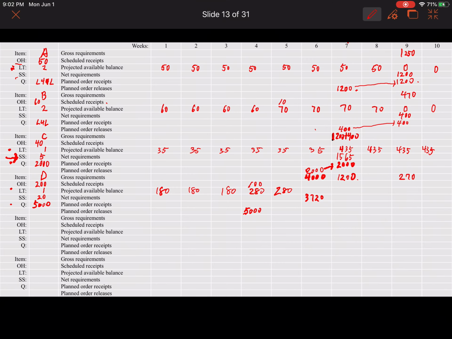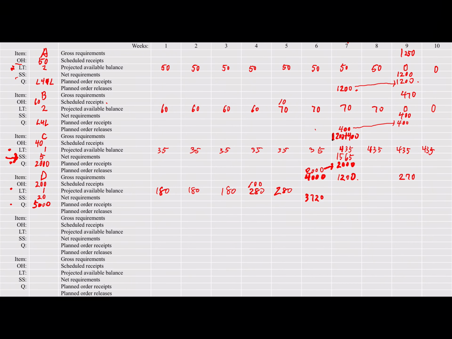Okay. So because it's only, and also we put it in the wrong place here, because the lead time is only 1 week. So with 1 week lead time, the order release should be here. Okay, and then this 5,000 arrives here, and then fills this order. Then we get 1280 here. All right, so we have 1280 at the end of week 6.